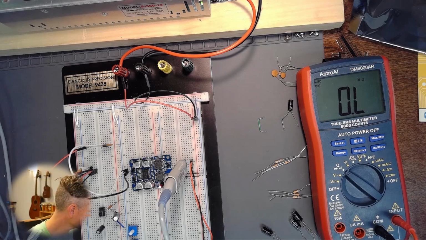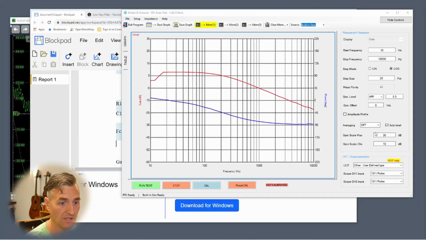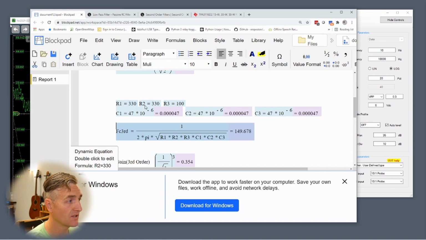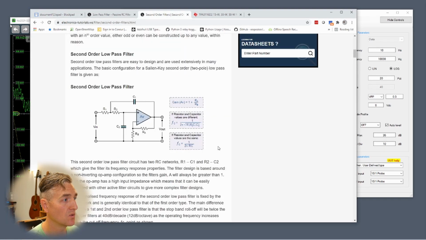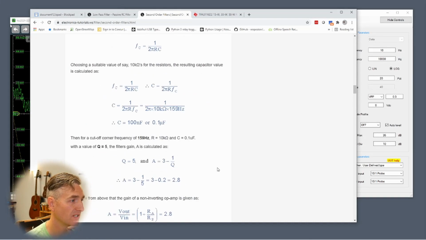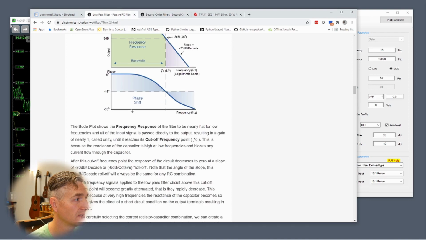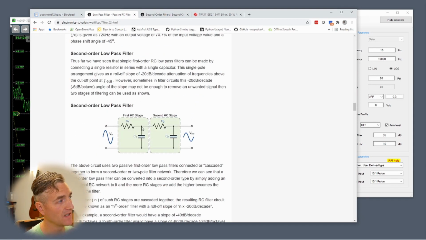Let's build the filter up. What are my R's and my C's that I was showing here? My R's and my C's: 330 ohms, 330 ohms, and 100 ohms. And I need basically 3 RC filters in order. Do I have a picture of what I'm trying to build? We're about to have the actual thing we're building. Let's see. Oh yeah, right here. So I'm going to build 3 RC filters in a row.